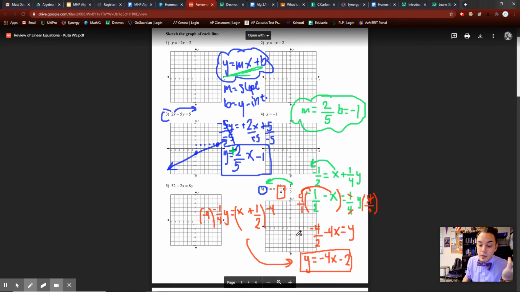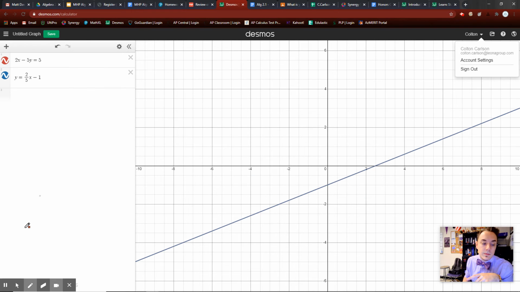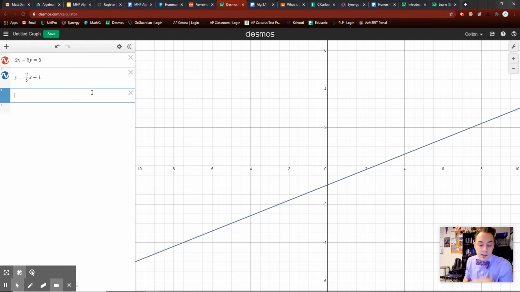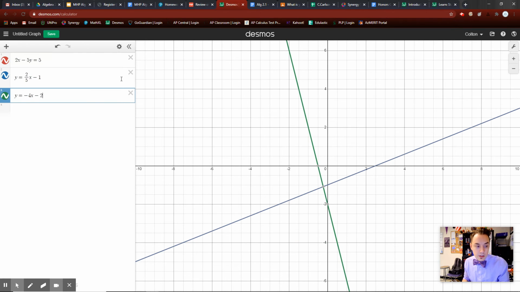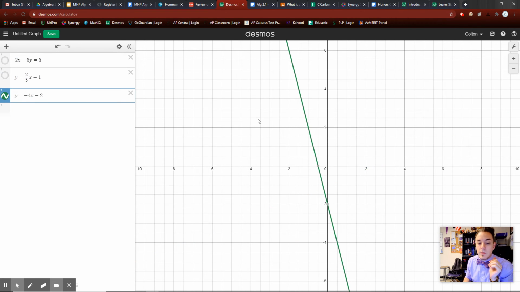It doesn't matter. So what will this look like? I'm actually going to graph it on Desmos, and that's what it'll look like. So y equals negative 4x minus 2. That's what that will look like. I'll take these lines off. Boom. Why is it going down? Because it's a negative slope. There's a negative there in front of the slope.